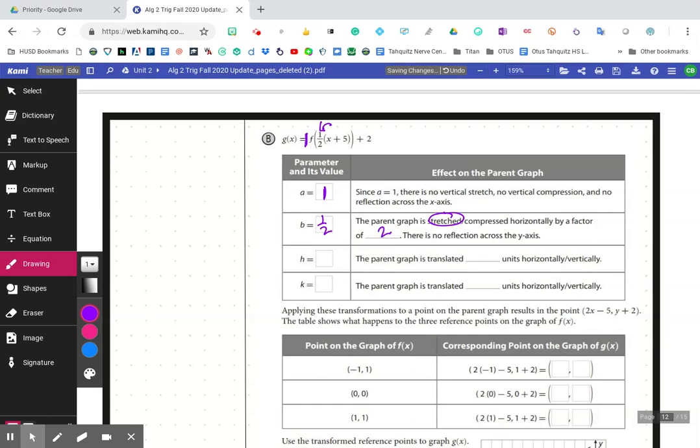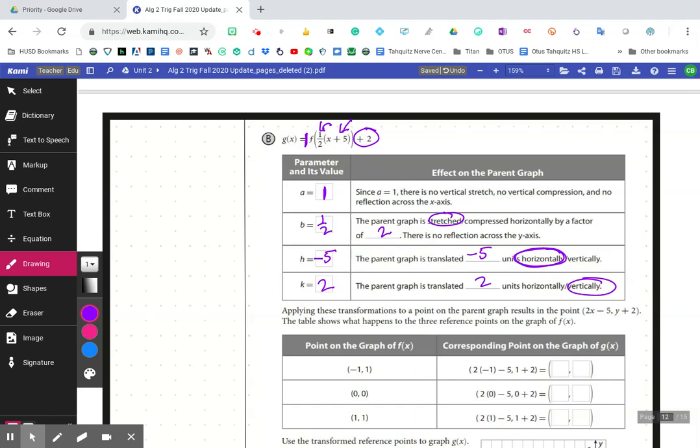There is no reflection in the y-axis because there's no negative. For the parent graph, I always go opposite my sign. So -5: the parent graph is translated -5 units horizontally this time. k is keep the sign the same for k. So 2: translated 2 units vertically because it's on the outside.